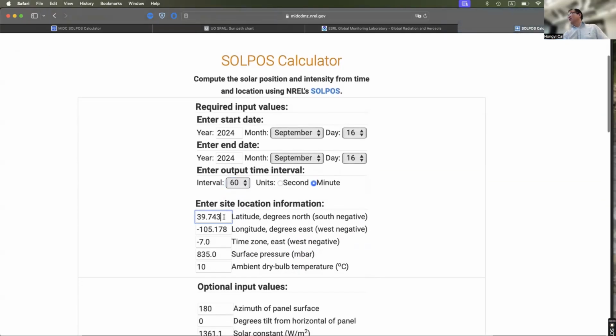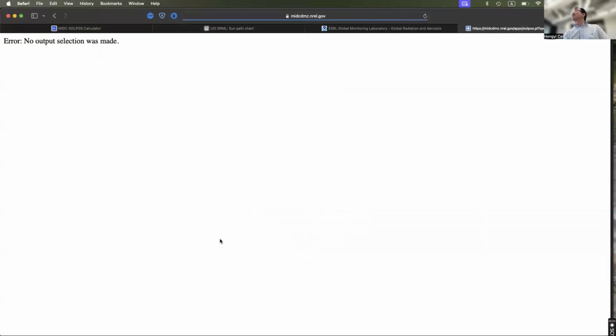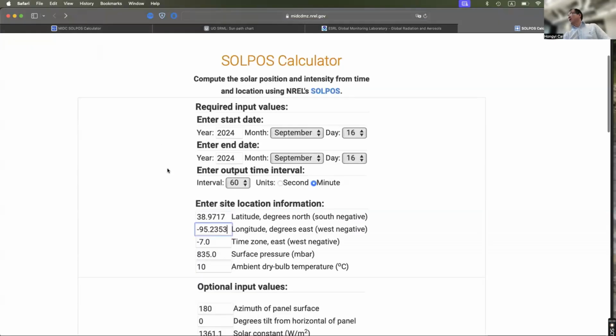So we need to put the numbers here again. 38.9717. And this one should be minus 95.2353. Time zone. I mean, this one should be calculated by itself. Oh, what happened? Okay. Then let me do, I mean, this one should be time zone 6, not 7.